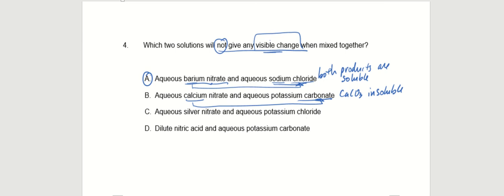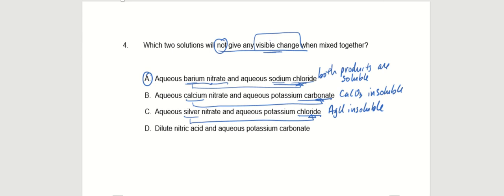For C, silver nitrate and potassium chloride, if we switch the ions, we will get silver chloride. And again, we know that silver chloride is insoluble. And therefore, we will definitely see a precipitation reaction, very visible.